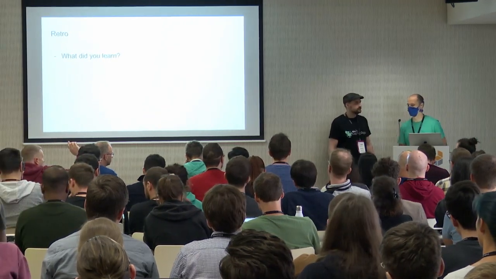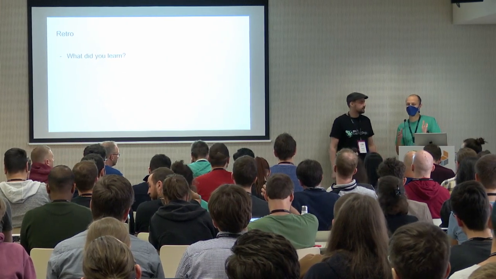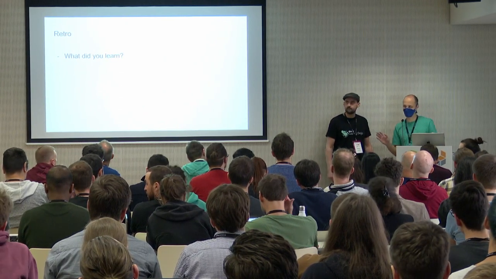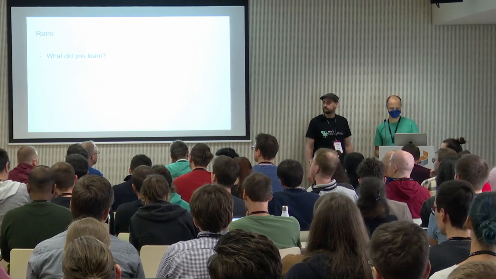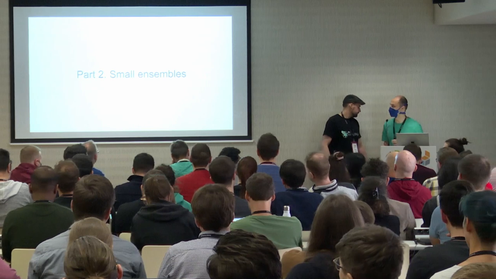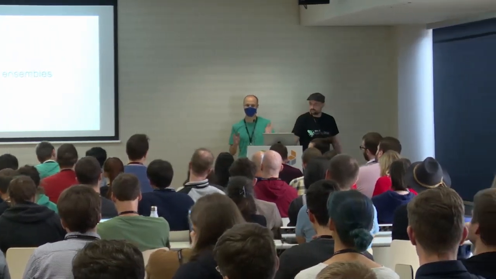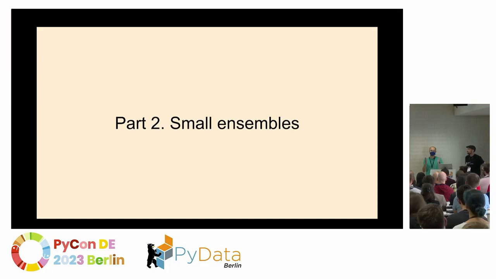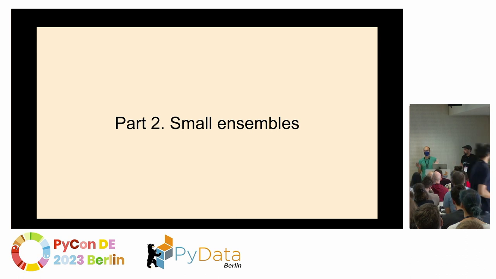Yeah, I think I want to close the retro now and move on to part two. There'll be more time for questions after the second part. Or you can also write them on Slido, and I can pass them on. So part two is small ensembles. We're going to split up into maybe 10 ensembles now, which will be small, and we'll be working on the same beautiful Pydantic data validation problem in them.